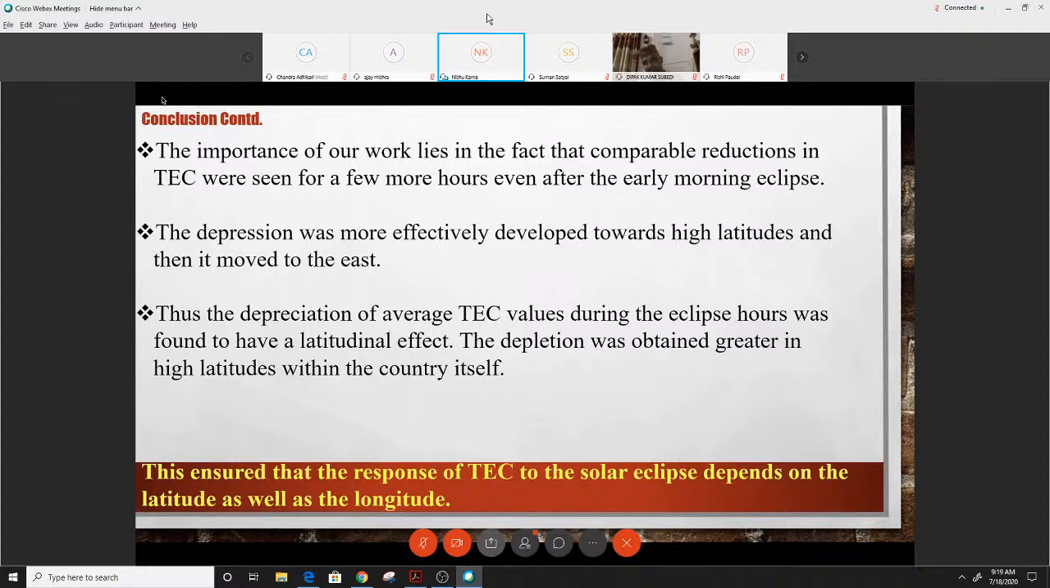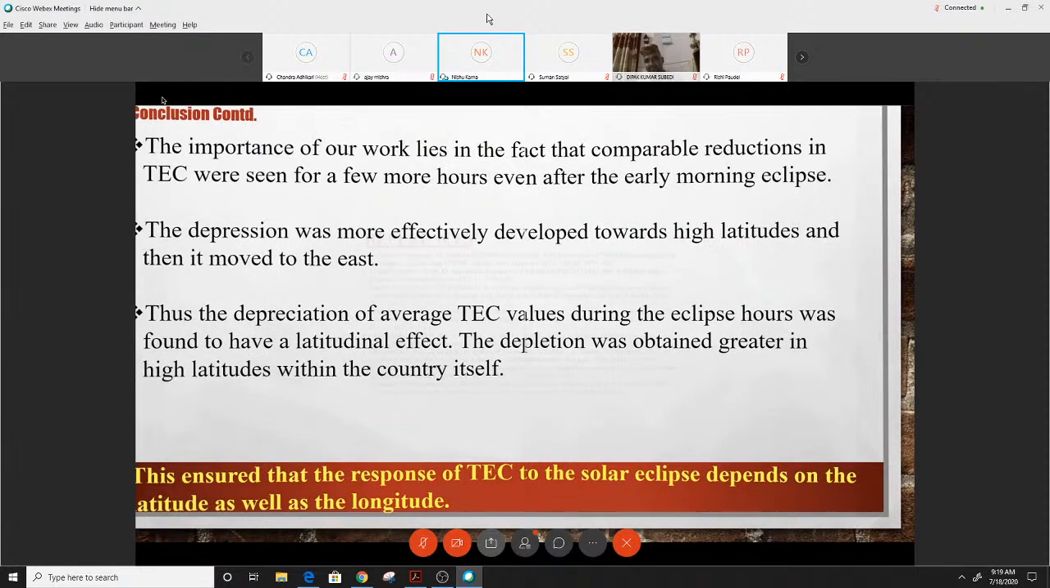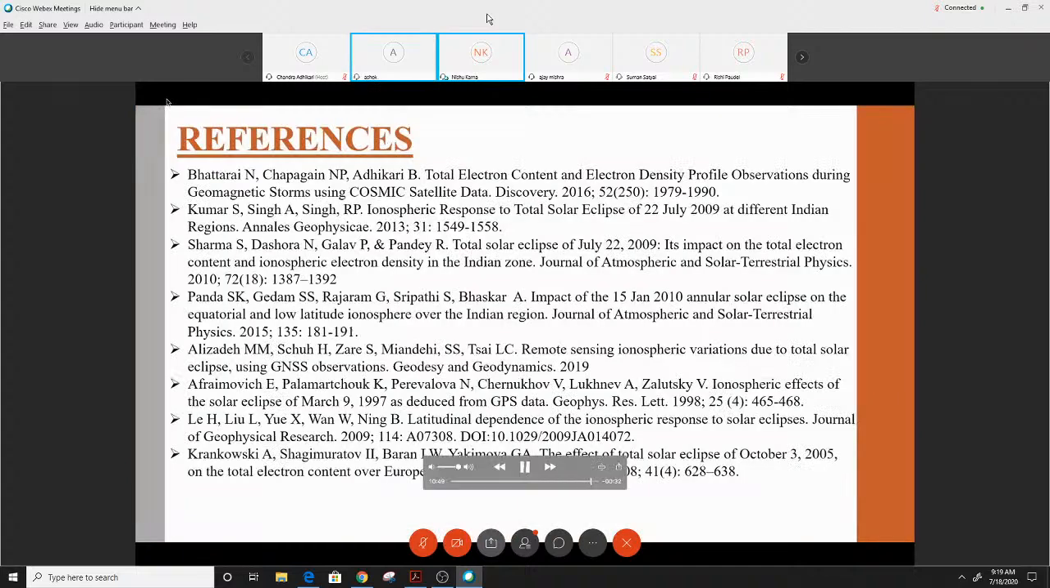Further, we also noticed that the depression was more effectively developed towards the high latitude and then it actually moved towards the east, which agrees with the previous studies as well. This all ensured that the response of TEC to the solar eclipse depends on the latitude as well as the longitude. And these are the few references that we had gone through in detail to benefit our research work.